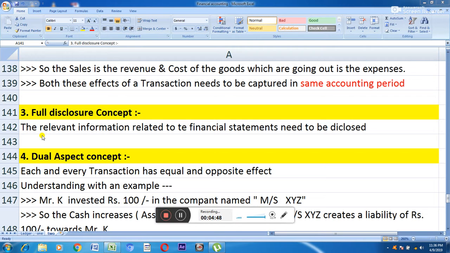Now we will discuss full disclosure concept. What is full disclosure concept? The relevant information related to the financial statements needs to be disclosed. Like, if you have any hidden data which is not going to be part of your financial statements, that needs to be disclosed in a very proper way. That is most important.